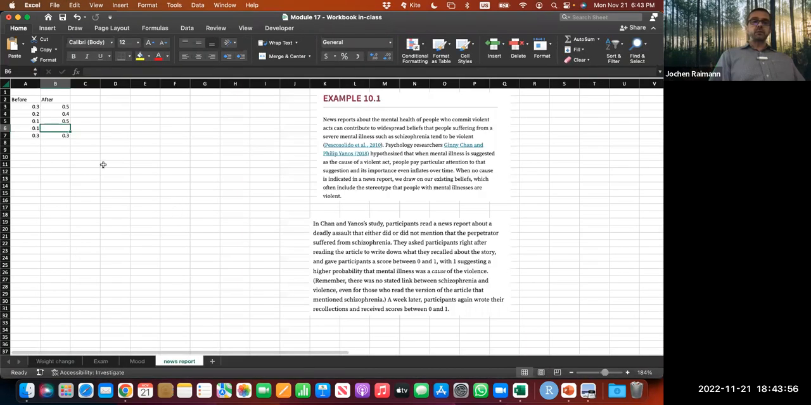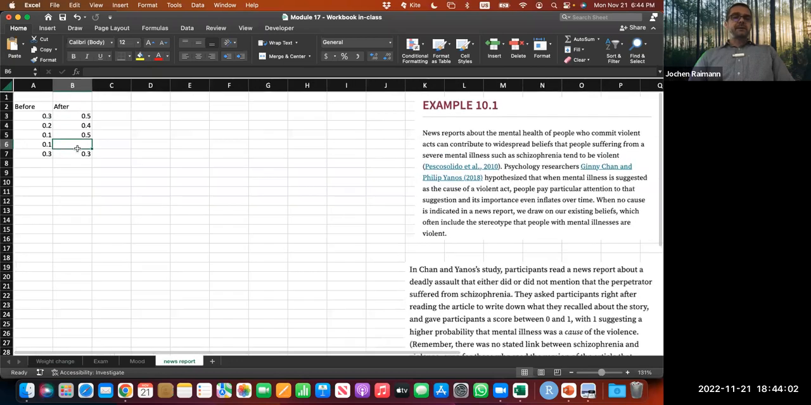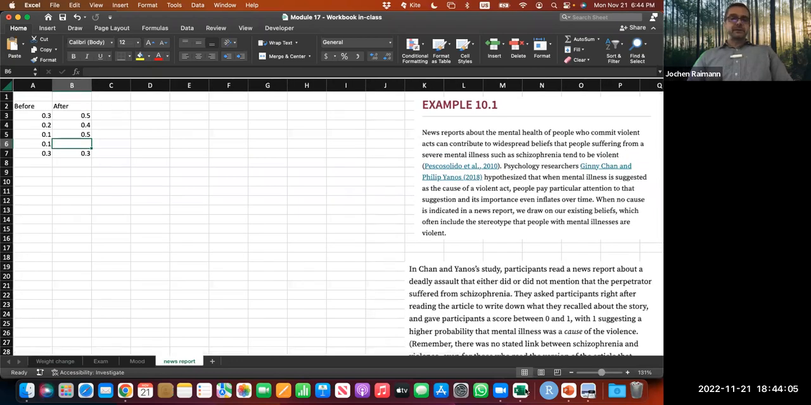So this is the news report. That's the 4th spreadsheet in the workbook that I uploaded. And it's basically doing the same calculations. So we're calculating again the differences.